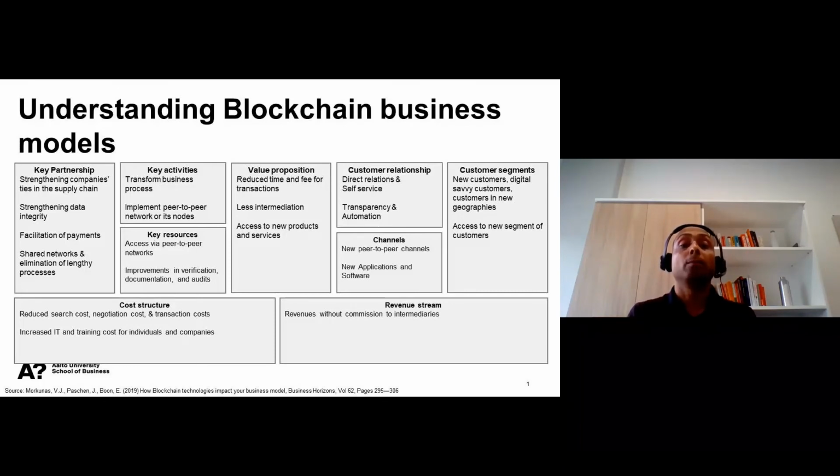Furthermore, blockchain and distributed ledger technologies could also enable new products and services to be launched. For example, digital identities and tokenized assets could be easily offered using such technologies.